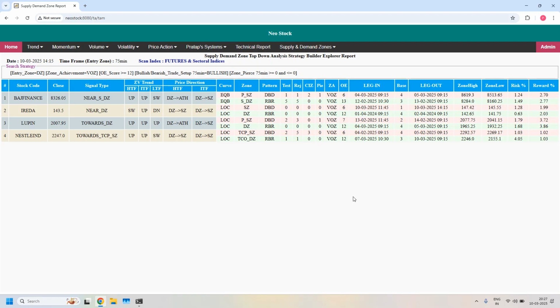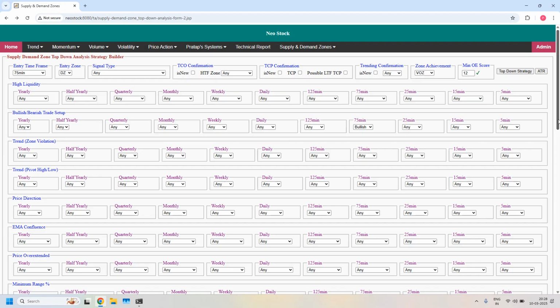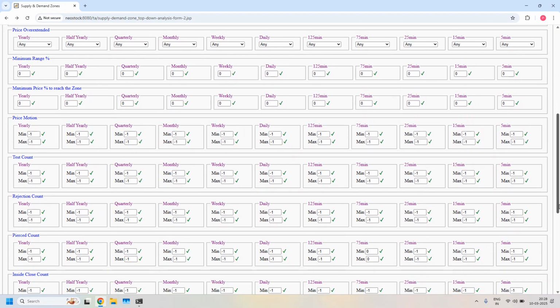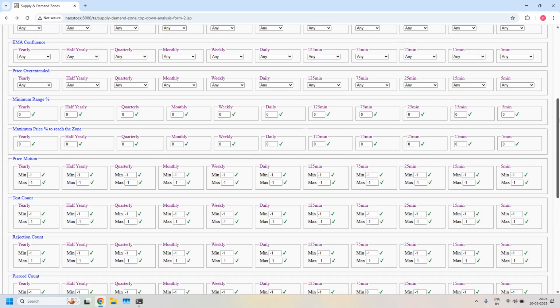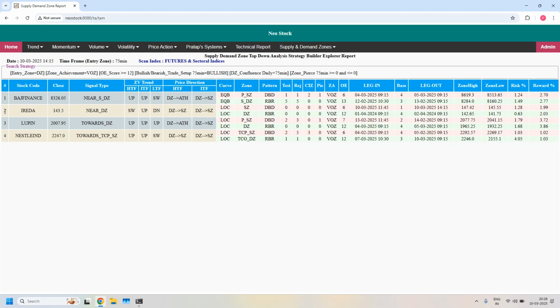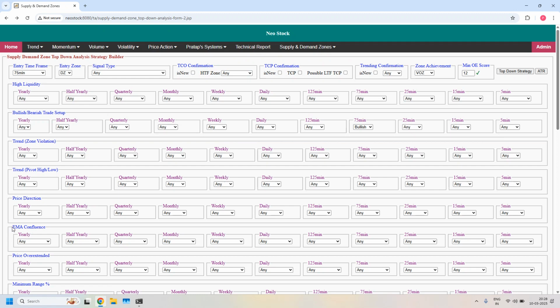Okay, out of these 4, how many have 75 minutes and daily demand zone confluence? Let's verify. LTF and ITF demand zone confluence. With this filter, we got all the 4 stocks. Okay, 75 with daily zone confluence. Now let us look for daily EMA confluence with daily demand zones.